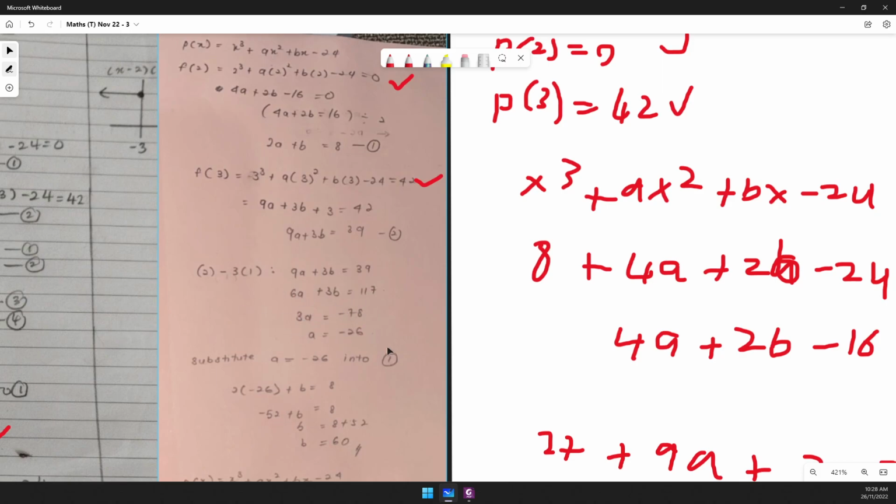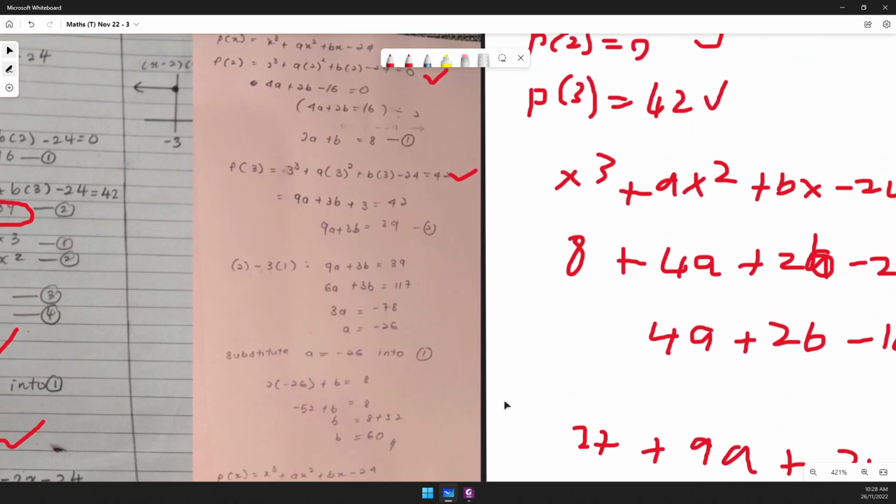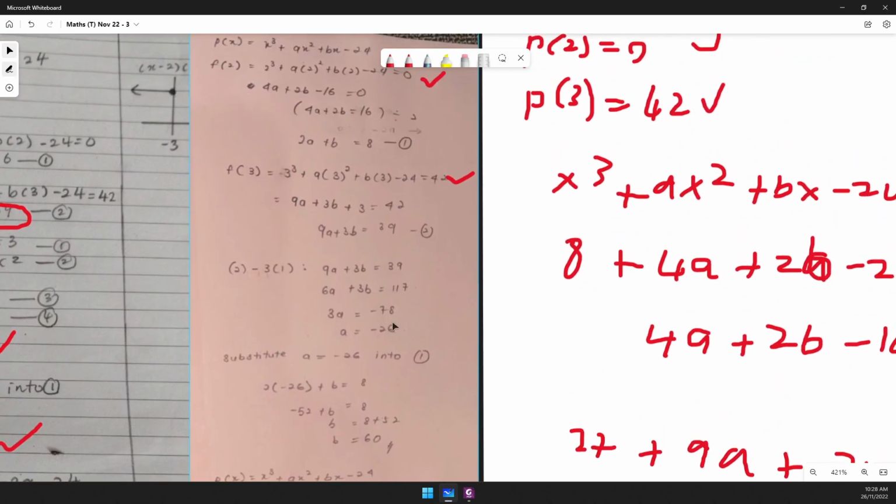Problem when you're substituting. Seems like your problem was while you were substituting something here. Because of that, it led you to get different A answers, different B answers. Your method is correct, but you have an error carried forward.